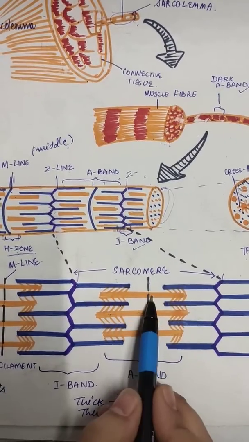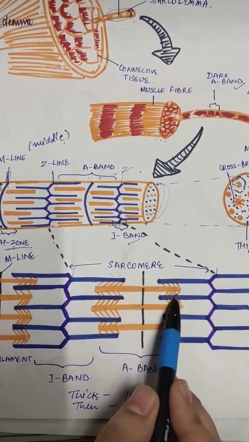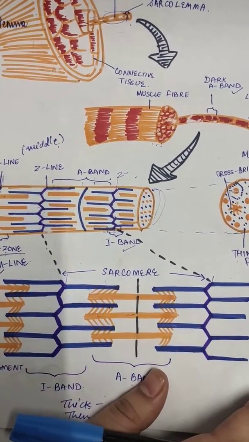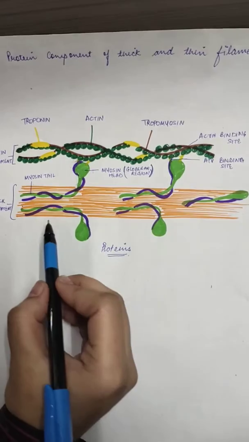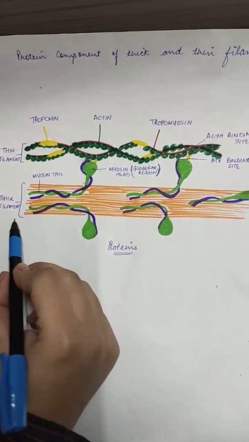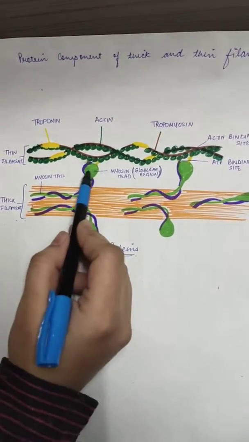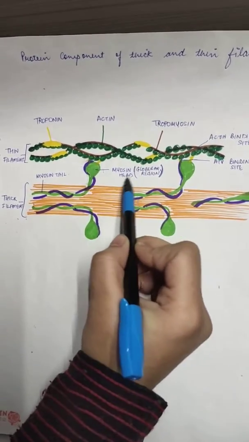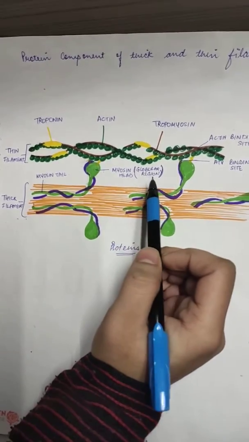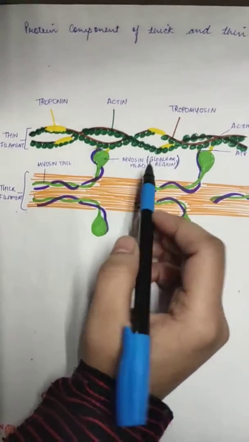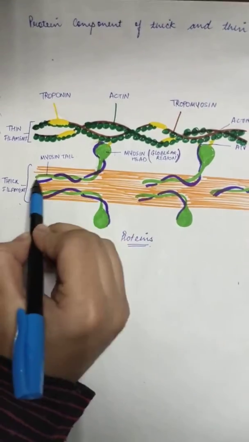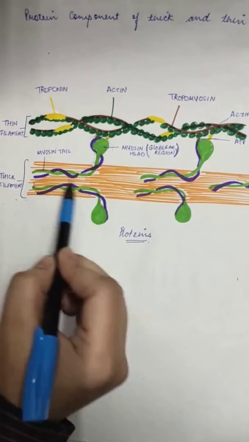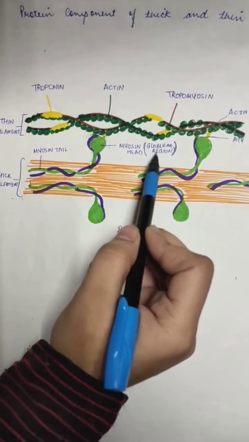Now, how are the thick filament and the thin filament combined with each other? They are combined with proteins that we are going to discuss. Initially we are going to discuss the thick filament. The thick filament consists of the myosin protein. This is the myosin protein, and this is the myosin head and myosin tail. The myosin head consists of the globular region.